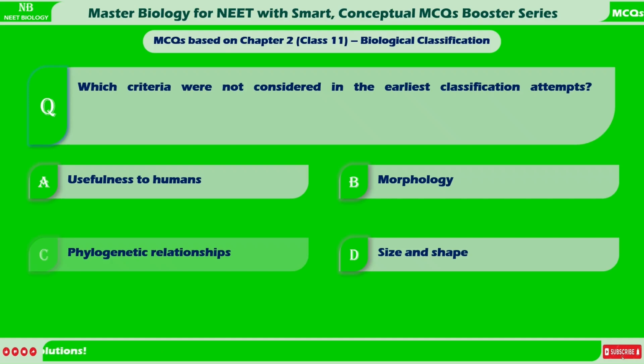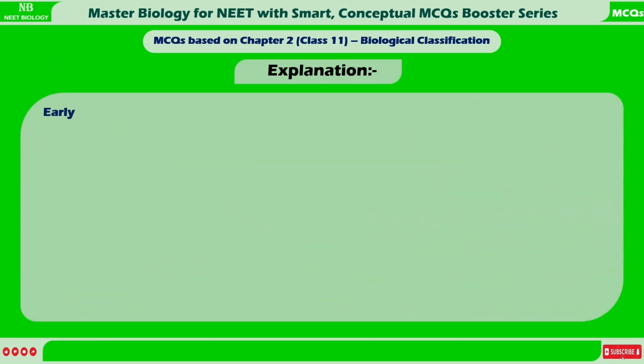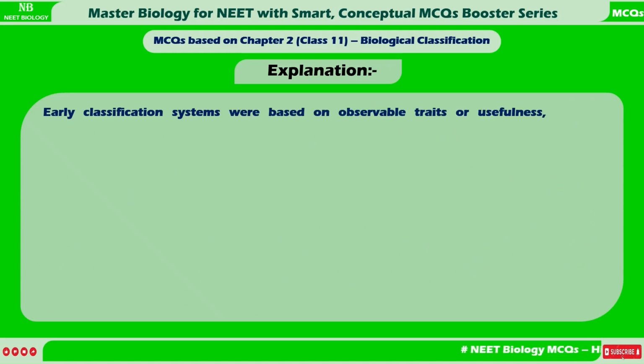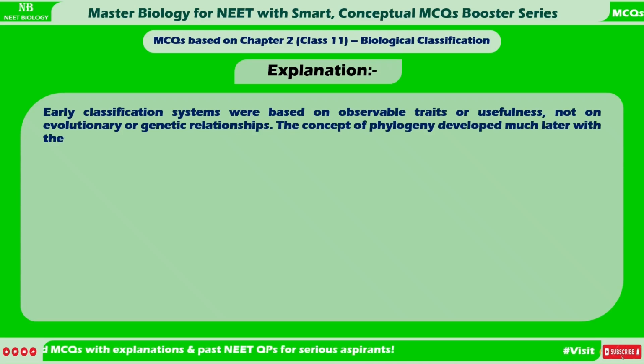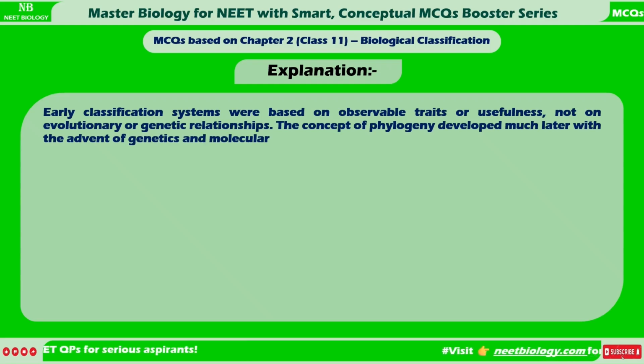Correct answer is C. Phylogenetic relationships. Explanation: Early classification systems were based on observable traits or usefulness, not on evolutionary or genetic relationships. The concept of phylogeny developed much later with the advent of genetics and molecular biology.